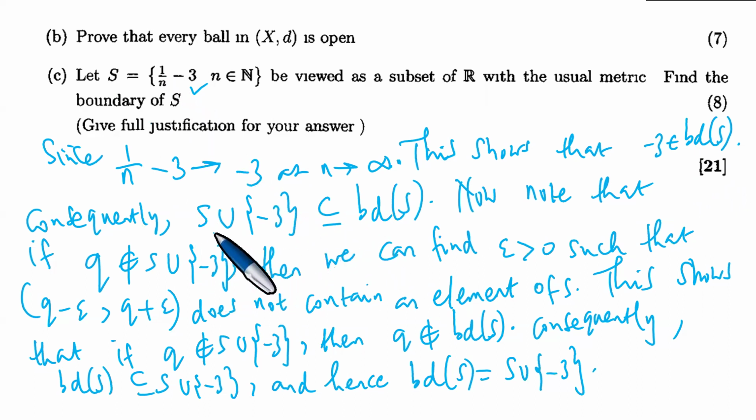And therefore, we're going to find that S together with minus 3 is a subset of the boundary of S, because it is just S with minus 3, and potentially the boundary of S has more points than just the additional minus 3 to the set S. And therefore, it makes sense to say the S union the point minus 3, the set that contains only 1 point, is a subset of the boundary.